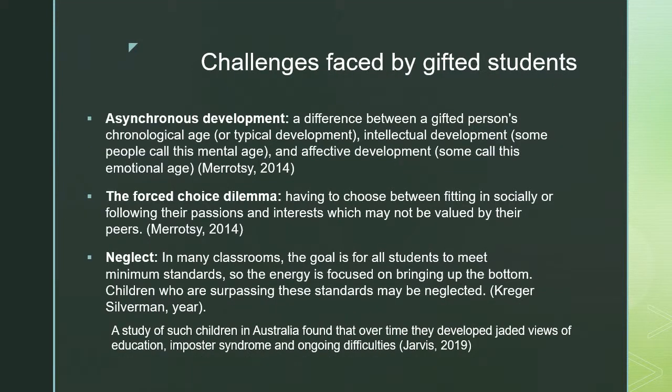When we talk about the problems and challenges of asynchronous development, it's easier to imagine the problems faced by a 15-year-old with the mental age of a 3-year-old. Just imagine some of those problems that student would face. Well, asynchronous development is also a problem for gifted students. Obviously, the nature of the problem is different, but they can be just as significant.